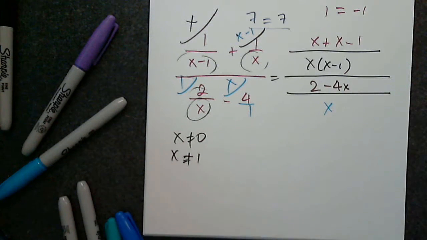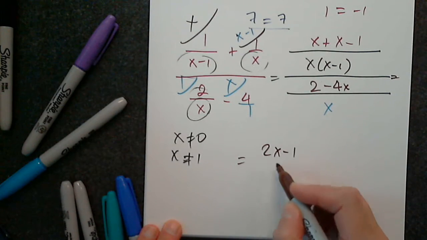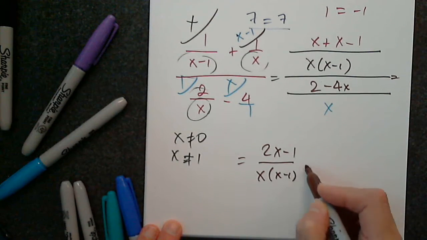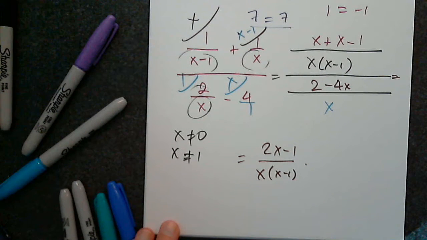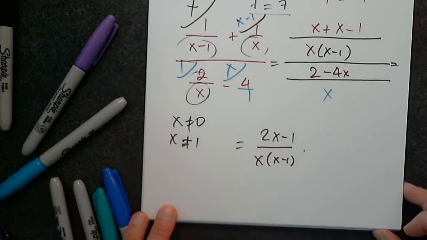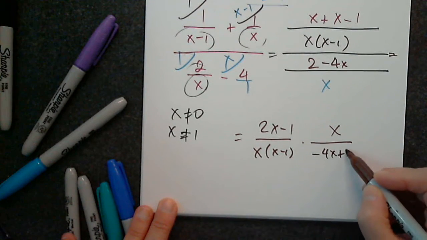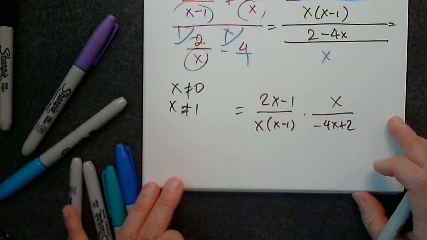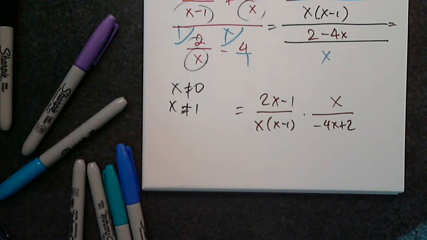Minus 4x indeed. Is that clear? Okay, so then I copy the numerator, which is 2x minus 1 over x minus 1. And what do I do now with the denominator? Exactly. So this is x over negative 4x plus 2 in the correct order. That's how we divide two fractions.